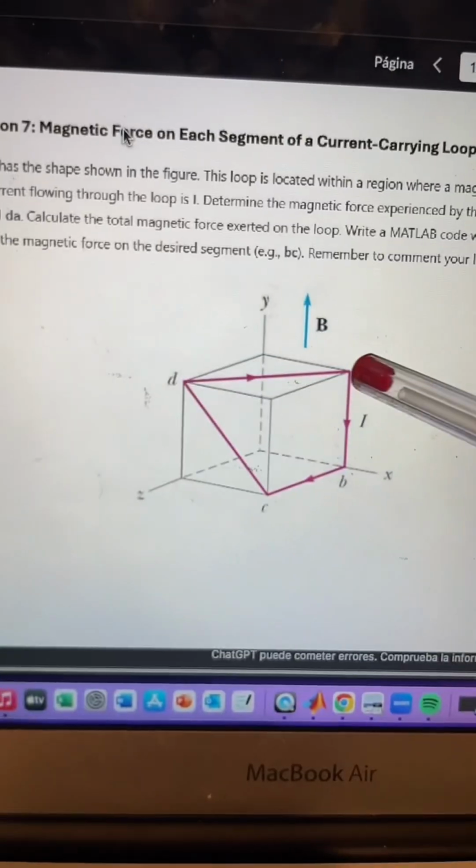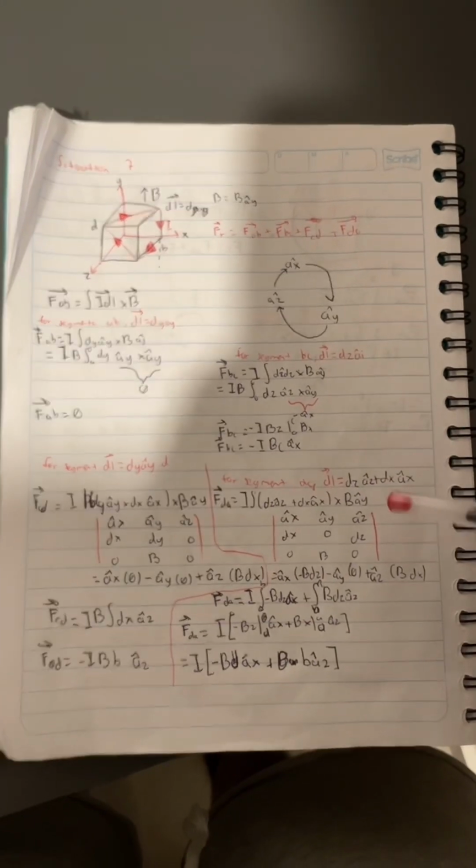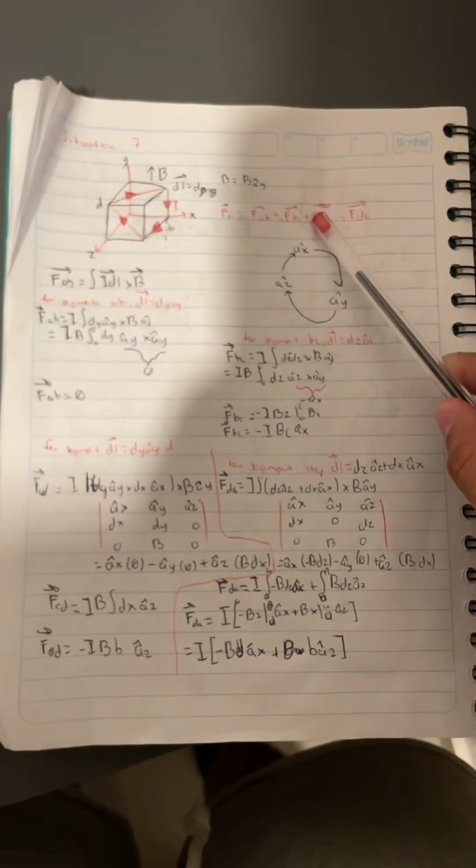For our situation 7, we have this diagram of a square and a rectangle. We have to determine the magnetic force experienced by the segments AB, BC, CD, and DA, calculate the total magnetic force exerted on the loop, and then go to MATLAB to write a code. Here is how I did situation 7. Here we have the total magnetic force.